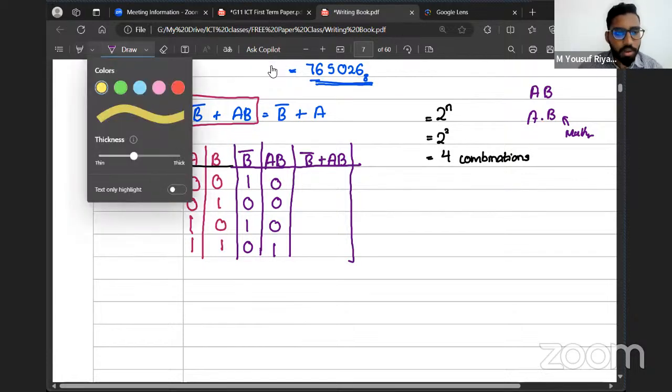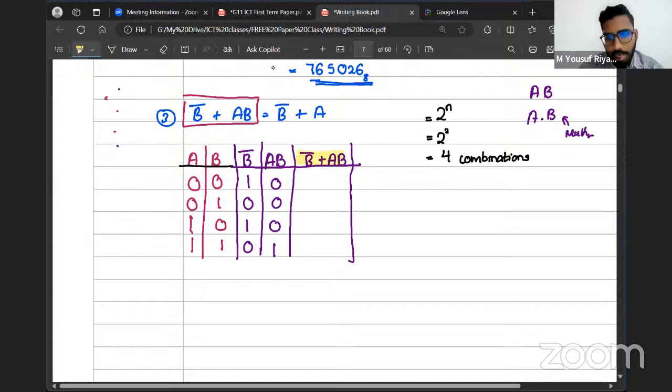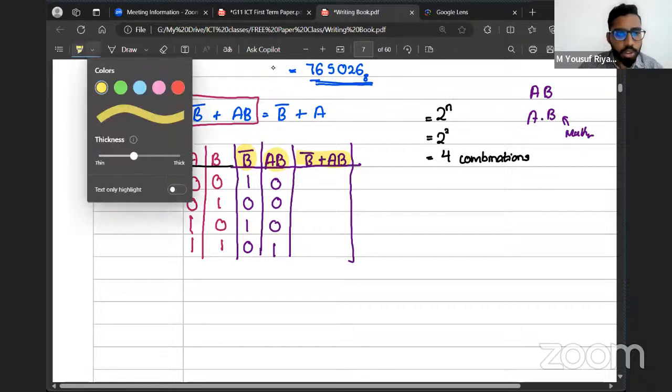Now let's figure out this equation, that is B dash plus AB. To figure out B dash plus AB, we need B dash and AB, and we're going to compare these two using which gate?